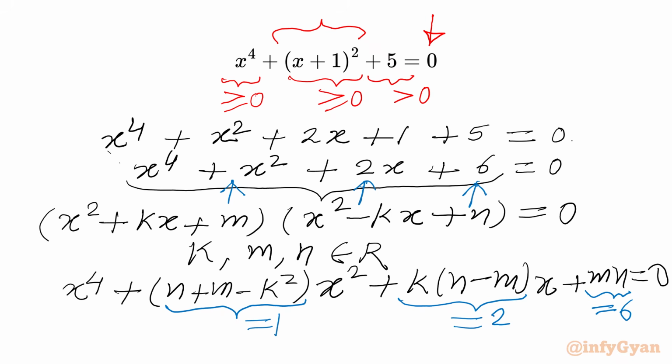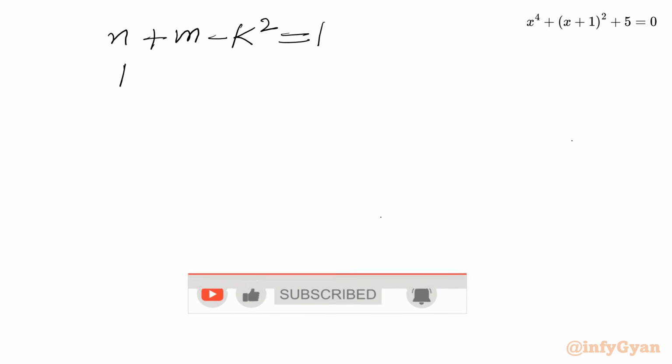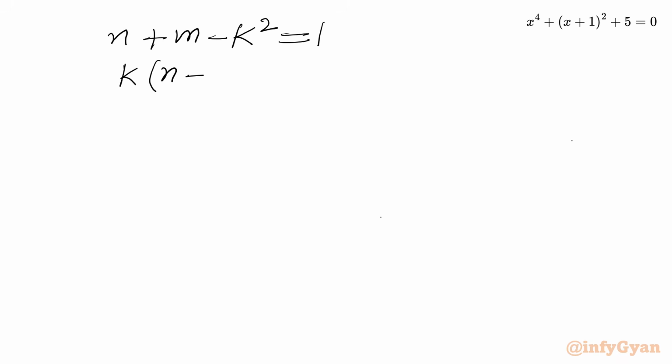We'll be having three equations in n, m and k. Let me write the equations. First, n plus m minus k square equal to 1. Second equation is k times n minus m equal to 2. And third equation is n times m, or m times n, equal to 6.